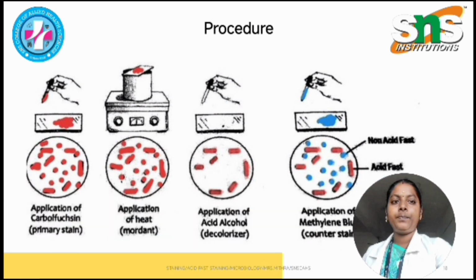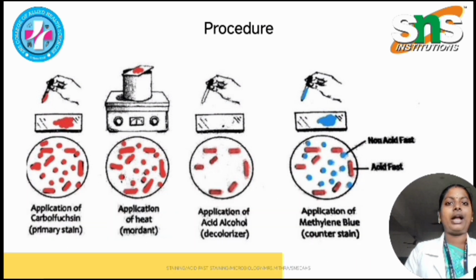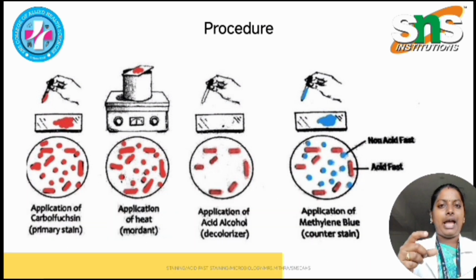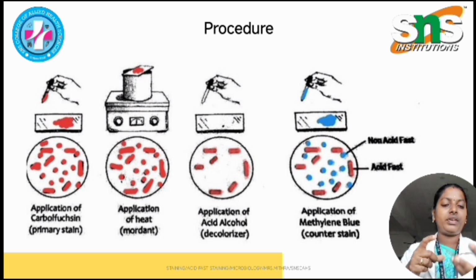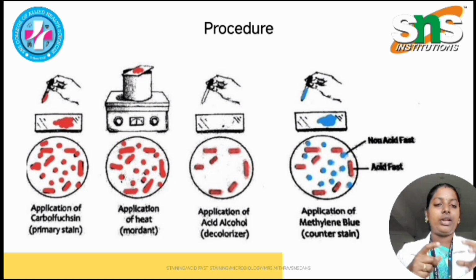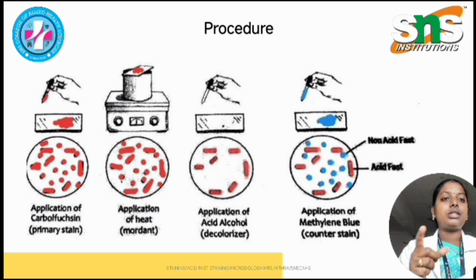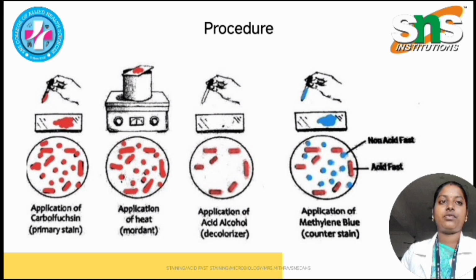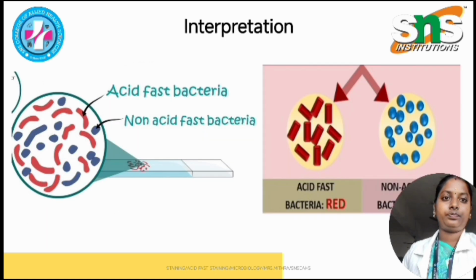So this is the step we need to add. We take a slide and add the carbol fuchsin, which is nothing but the primary stain, and with the application of heat, it acts as a mordant. And after rinsing with water, again we add acid alcohol, which is nothing but the decolorizer, and wait for 1 minute, and again rinse with water, and finally we add methylene blue to the slide. So you could see the acid fast bacteria in red color and non-acid fast bacteria in blue color.